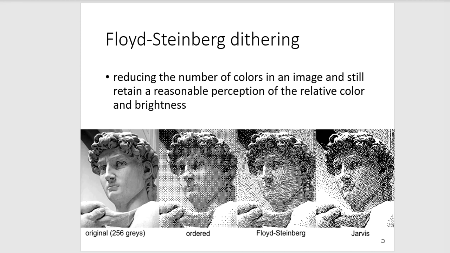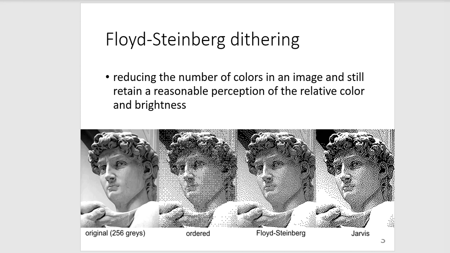So what does Floyd-Steinberg dithering do? It's typically used when you need to reduce the number of colors in an image and still retain a reasonable perception of relative color and brightness levels. This is achieved through pixel dithering. In other words, an approximation of the required color in each area of the image is achieved with a pattern of pixels. The result becomes a trade-off. What you lose is the overall level of detail, but what you gain is a reasonable color representation of the original image.